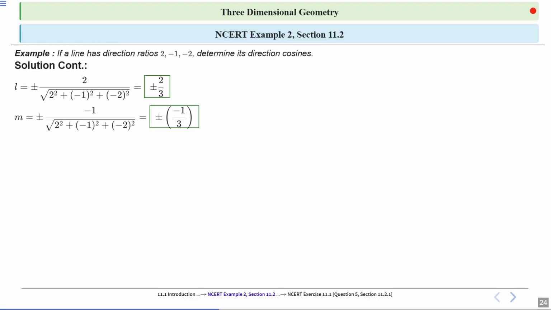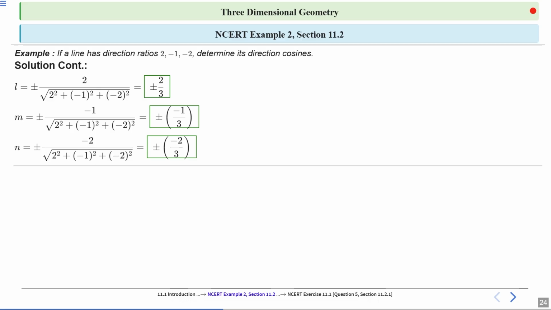Next, let's calculate the direction cosine M, which is the cosine of the angle with the y-axis. So the formula is M equals plus minus -1 divided by square root of 2 square plus -1 whole square plus -2 whole square. This is equal to plus minus 1 by 3. Then after substituting the values, we get N equals plus minus -2 divided by square root of 2 square plus -1 whole square plus -2 whole square, equal to plus minus 2 by 3.